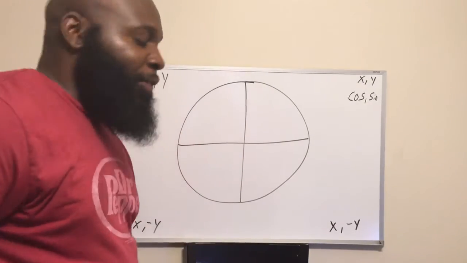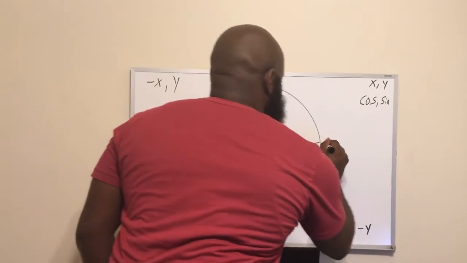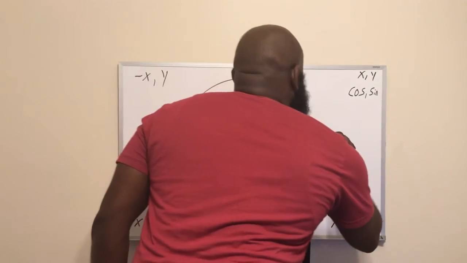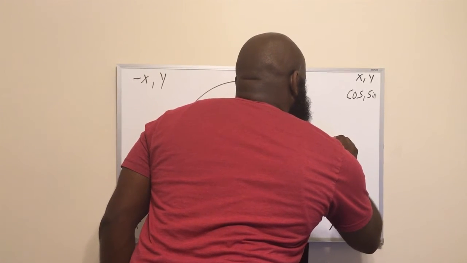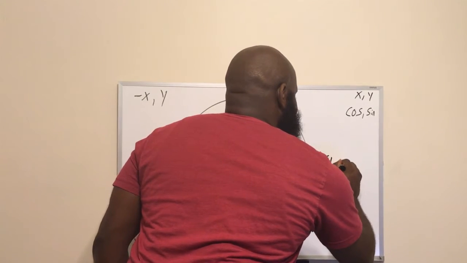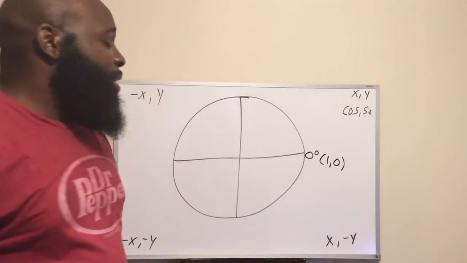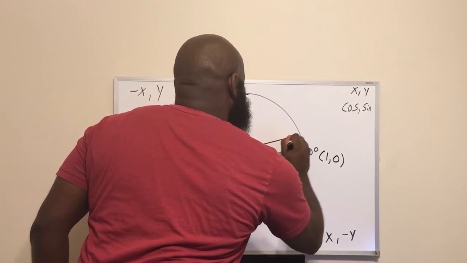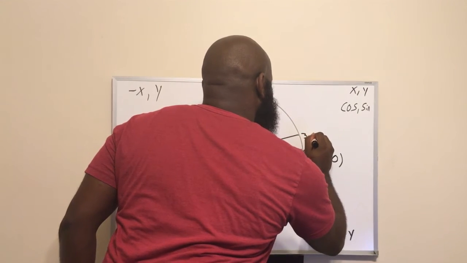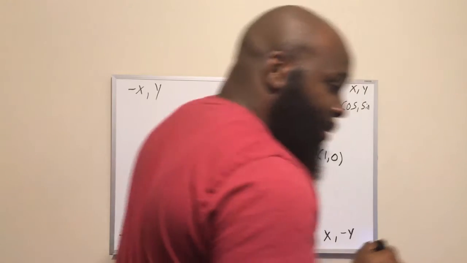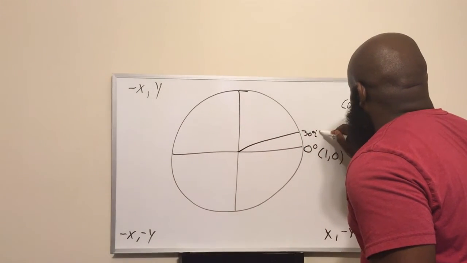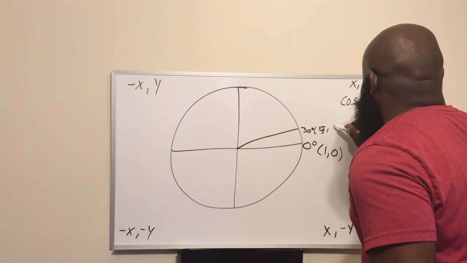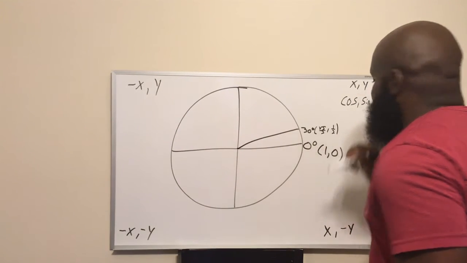In your first quadrant, you have 0 degrees right here. Your points are: your cosine is 1 and your sine is 0. So those are your points for 0 degrees. And then you have 30 degrees right here. Your points for 30 degrees are: your cosine is square root 3 over 2 and your sine is 1/2.